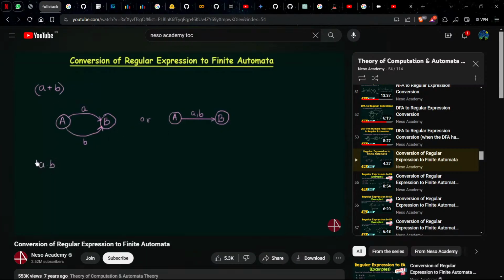There's another expression that we have in our regular expressions of this form, a dot b, or just represented as ab. So when you have expressions of this form, you need to have three states, A, B, and C. And we can say that A will go to the next state B on getting input small a, and B will go to the next state C on getting input small b.